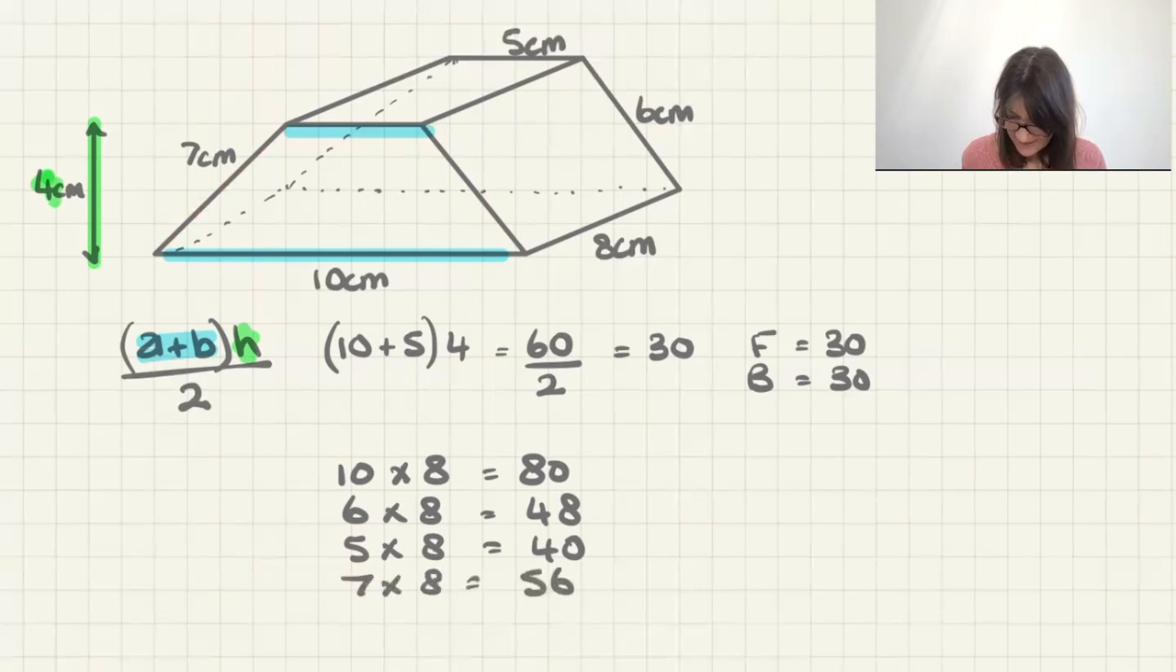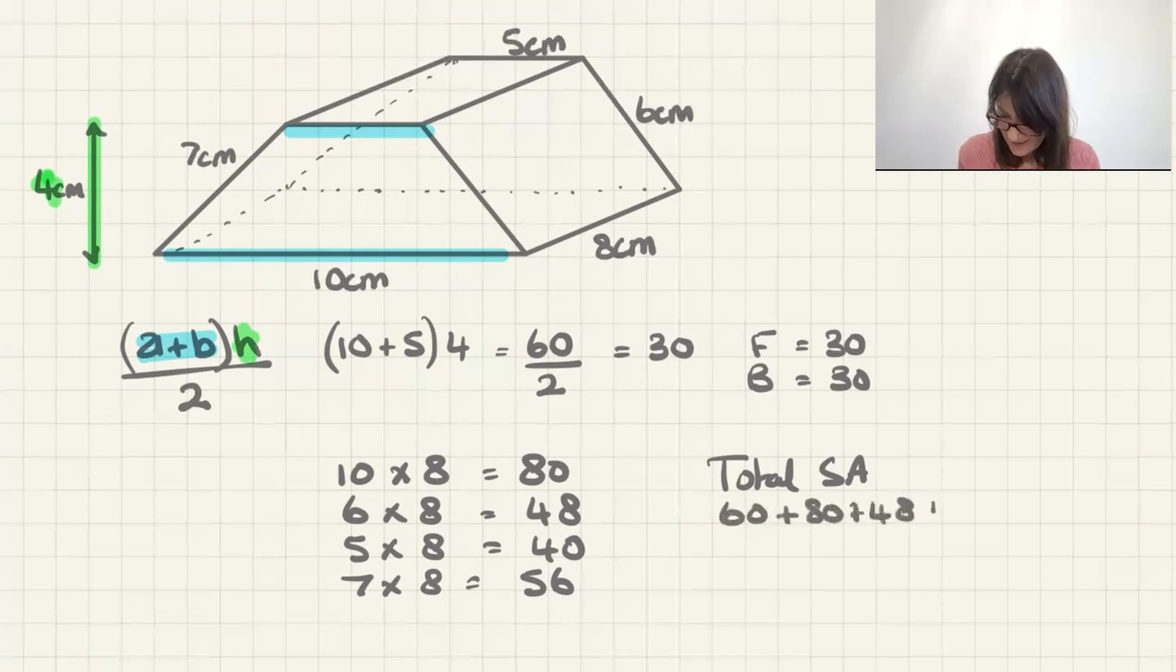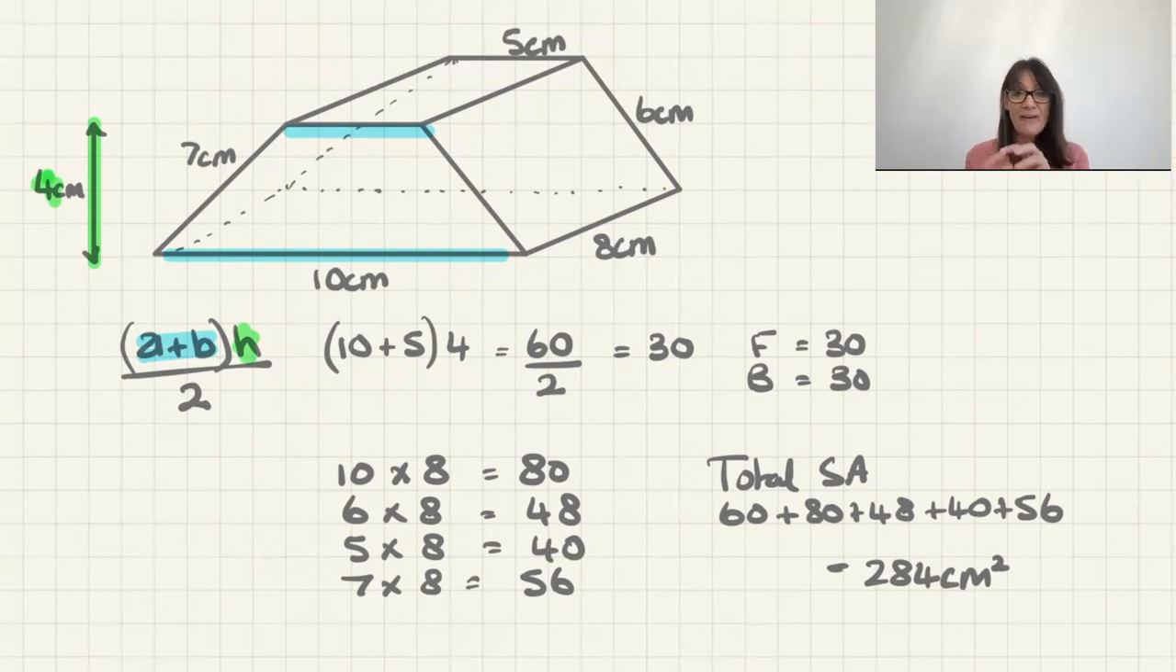which is 56. So my total surface area is the front and the back, which is 60 in total, plus the 80, plus the 48, plus the 40, plus the 56, which gives me a total of 284 centimeters squared. So when you have a prism, that is an approach that you can take. It's got a nice structure to it. It should help you avoid errors.